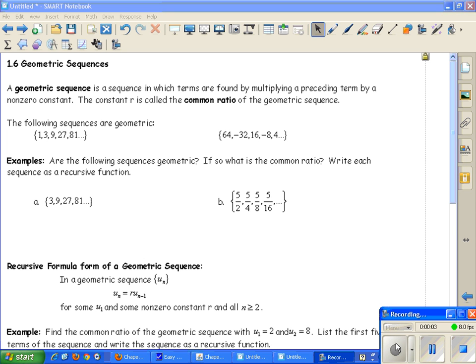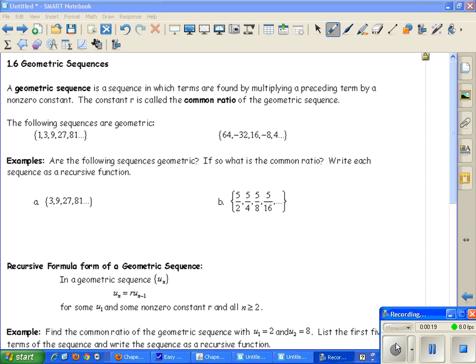Alright, so this is section 1.6, geometric sequences. So we've already talked about arithmetic sequences and finding mathematical patterns. Now we're going to talk about geometric sequences, how to find a recursive formula and an explicit formula.